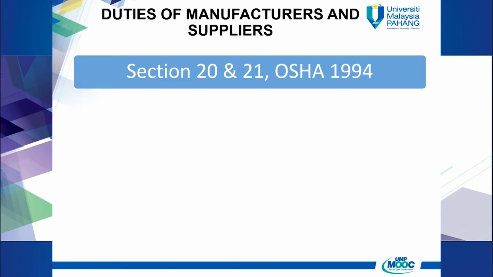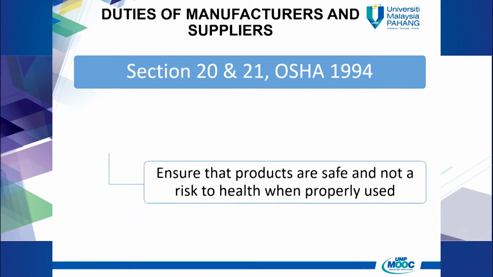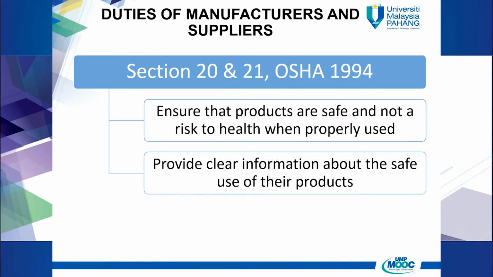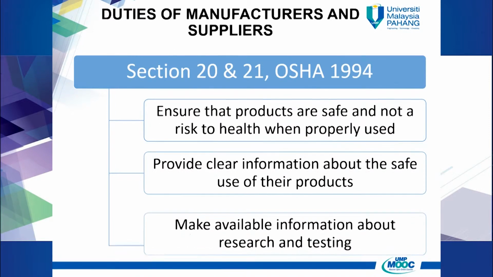Under Sections 20 and 21 Occupational Safety and Health Act 1994, manufacturers and suppliers of equipment and substances must ensure that products are safe and not a risk to health when properly used. Provide clear information about the safe use of their products. Make available information about research and testing.